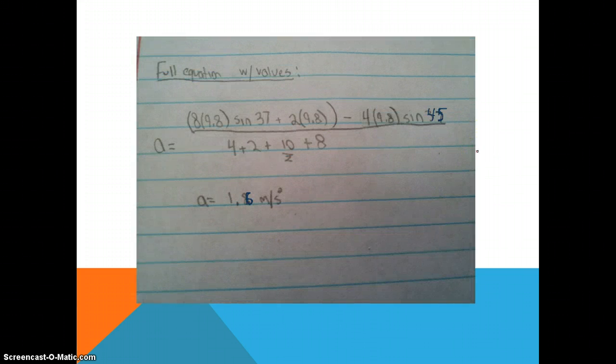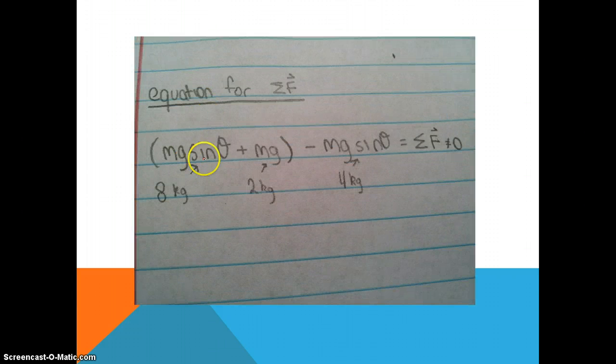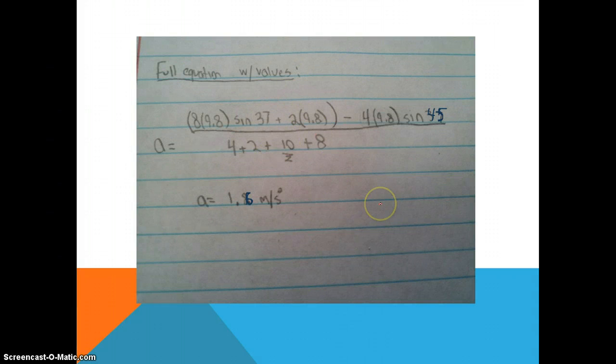So here's the full equation with all the values. Acceleration equals sum of forces over mass, as we know. And since it's a pulley system, you have to include all of the masses: the 4 kilogram block, the 2 kilogram block, the 10 kilogram block, which didn't have any forces acting upon it, but now we have to include it because it is in our system, plus the 8 kilogram block. So I just plugged in my values: 8 times 9.8, as seen over here, plus 2 times 9.8, minus 4 times 9.8 times sine 45.